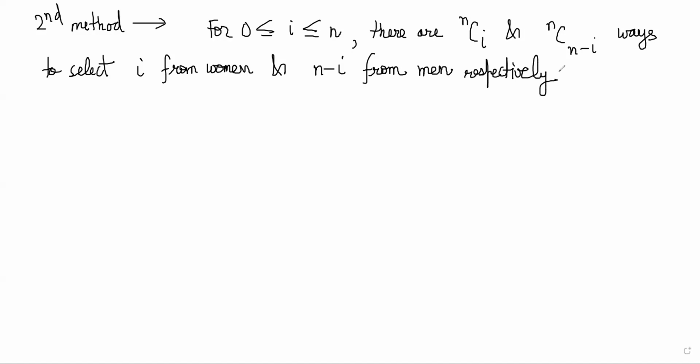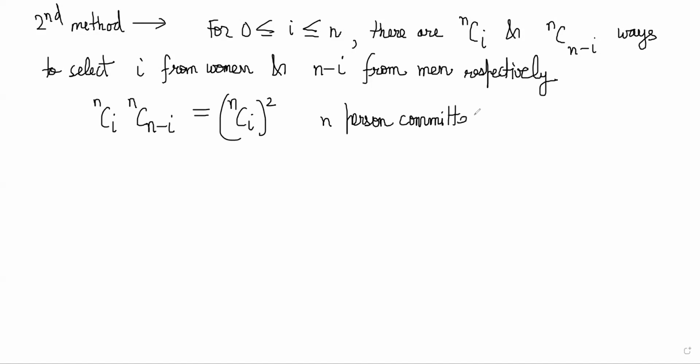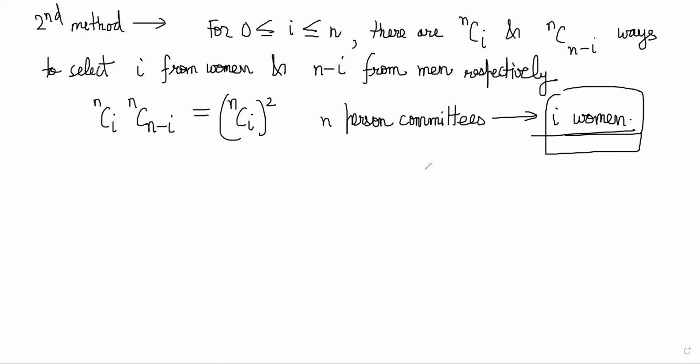And basically, if you multiply these ways, nCi into nC(n minus i), you basically get nCi squared n-person committees. Right now, we have just formed the committees, and each committee has i women. N-person committees containing i women. So we have not yet formed the leading group. We have just formed our committee. Now, in each of these committees, there are i women. So only the women can be part of the leading group.